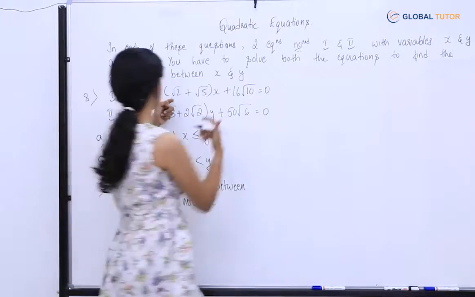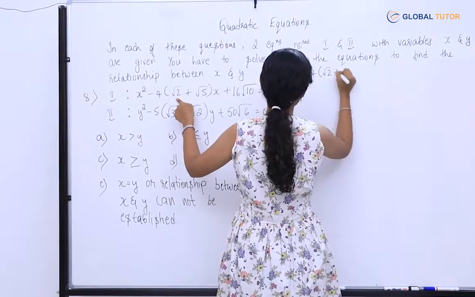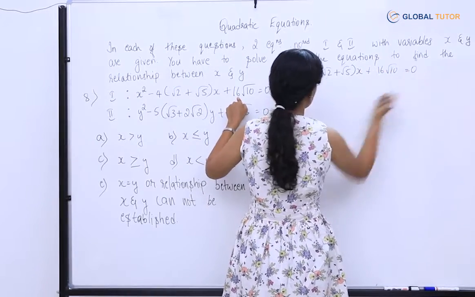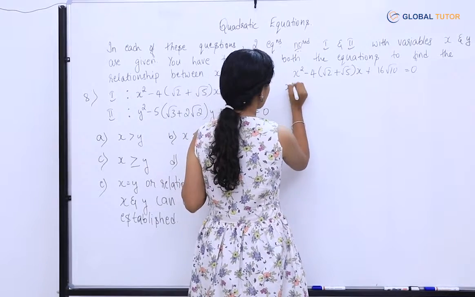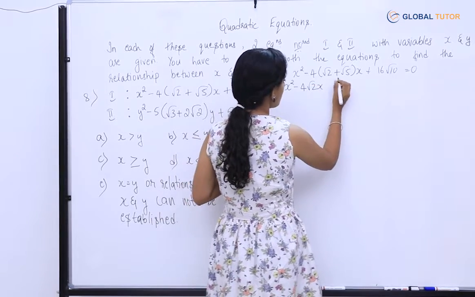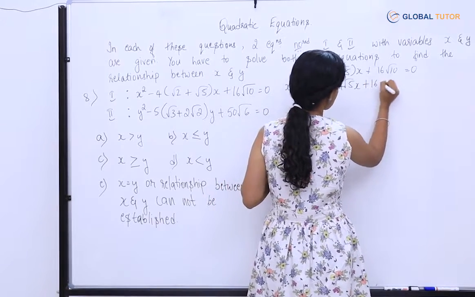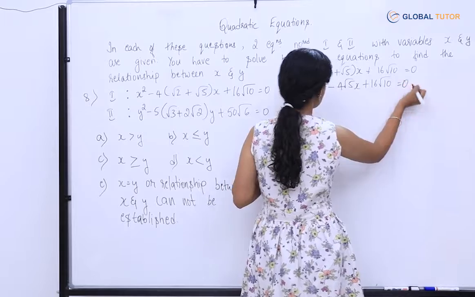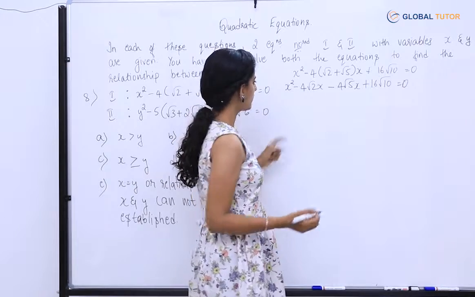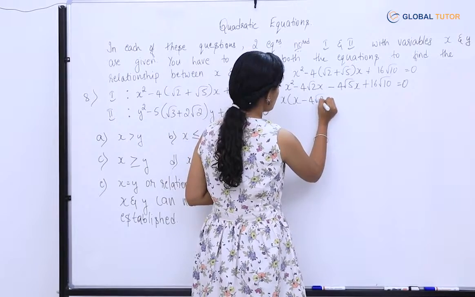Let's take the first equation: x square minus 4 into root 2 plus root 5 into x plus 16 root 10 is equal to 0. Let us open the brackets. x square minus 4 root 2 x minus 4 root 5 into x plus 16 root 10 is equal to 0. Here we can take x common in both terms. So x into x minus 4 root 2.